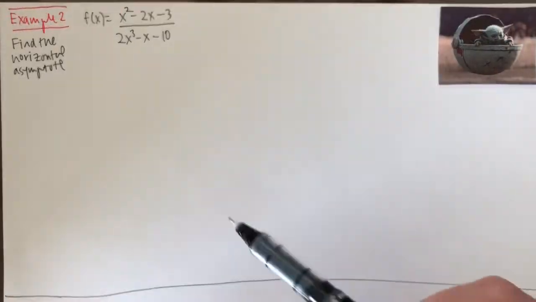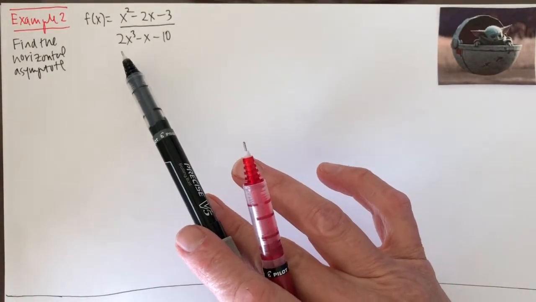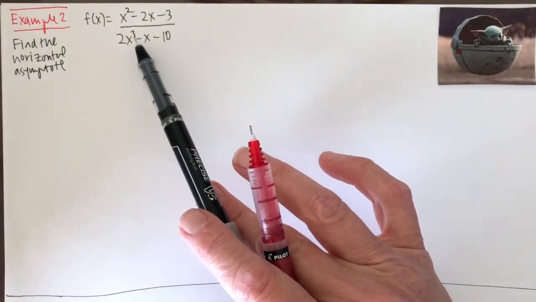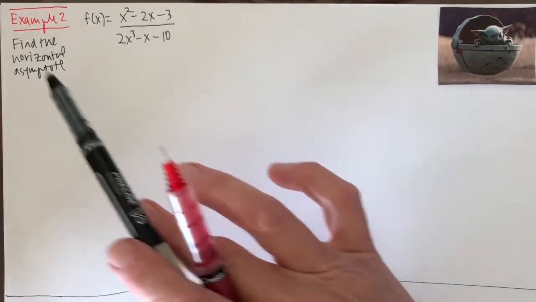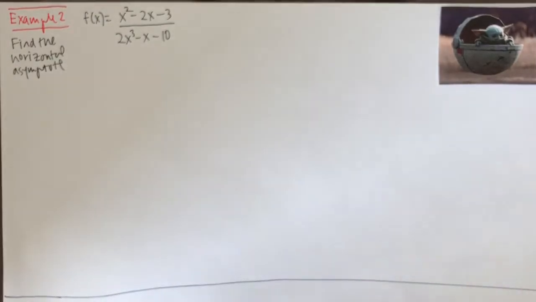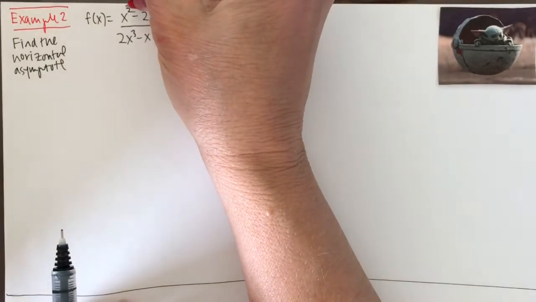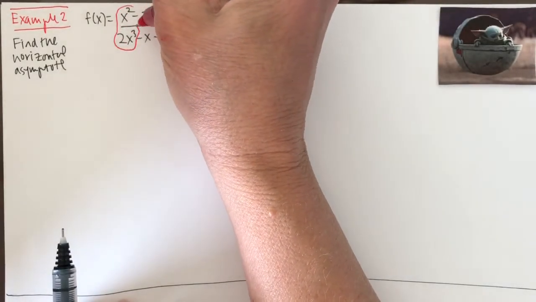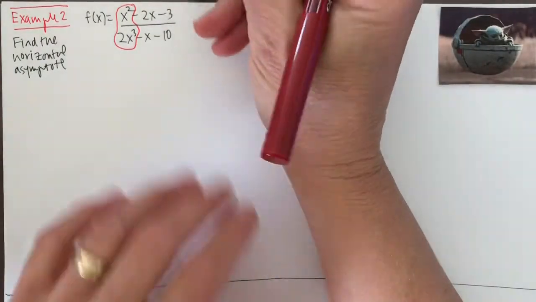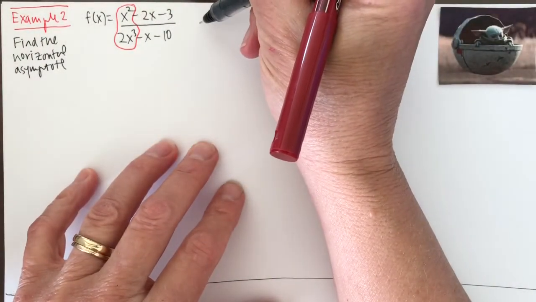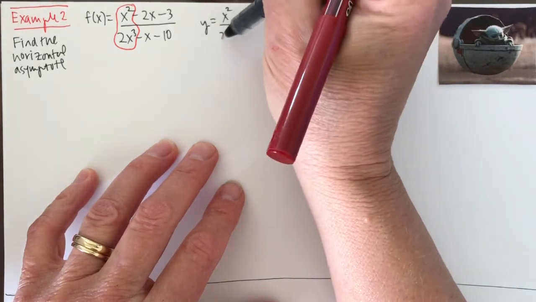For our second example, we're going to look at a rational function that's really similar to example one. The only thing I changed was I made the power on the leading term in the denominator cubed instead of squared. So our job here is to find the horizontal asymptote, and we remember that our strategy for finding horizontal asymptotes is to look at the two leading terms, the leading term in the numerator and the leading term in the denominator, and we'll examine those.